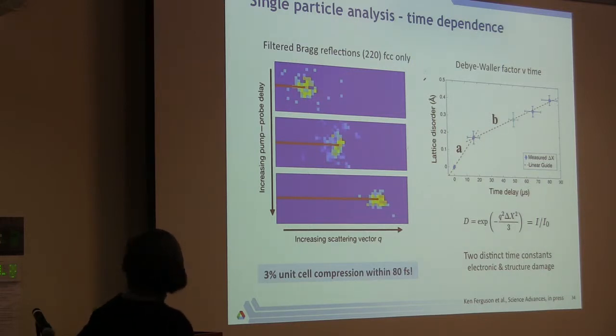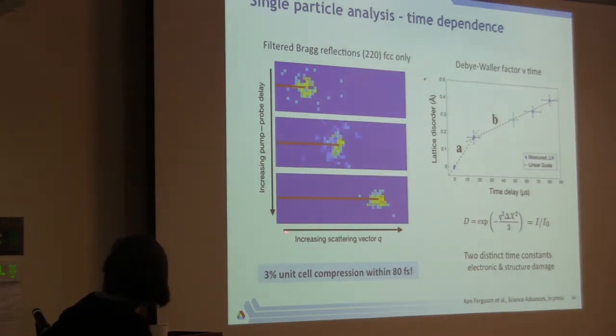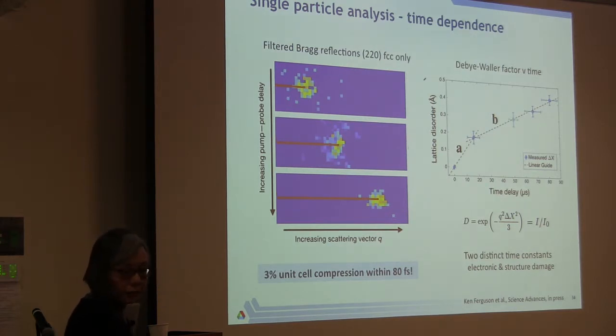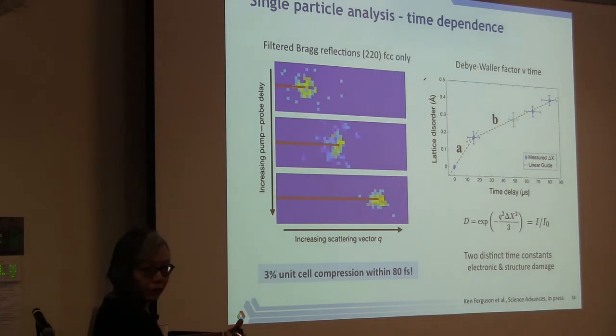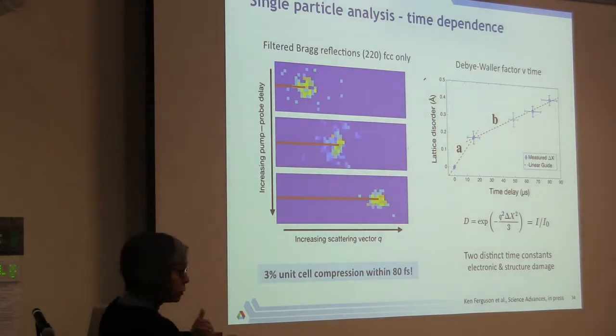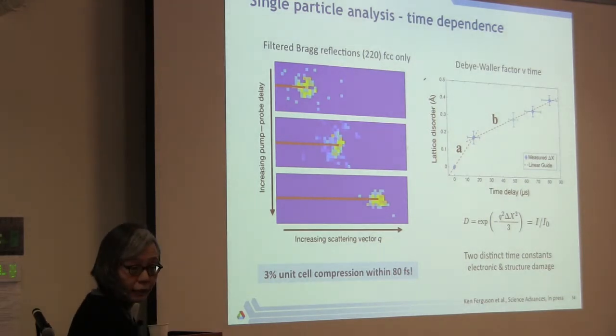And what you can see as a function of time, so this is increasing probe delay from the cone, is that this Bragg reflection goes out into Q space. And when the Bragg reflection goes out into Q space, it's contracting into real space. And the actual contraction that was found was on the order of a 3% contraction, which is pretty large, right?